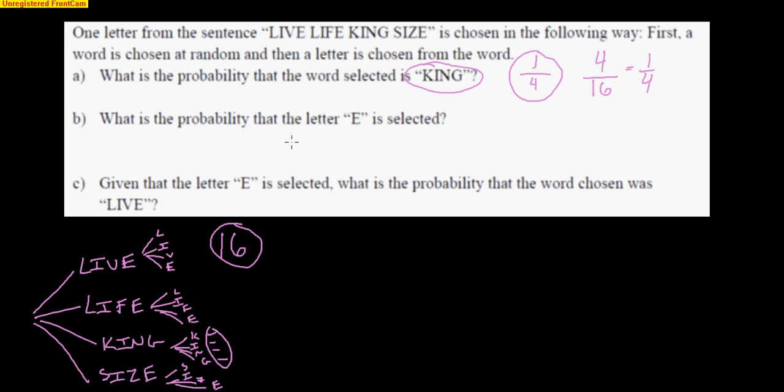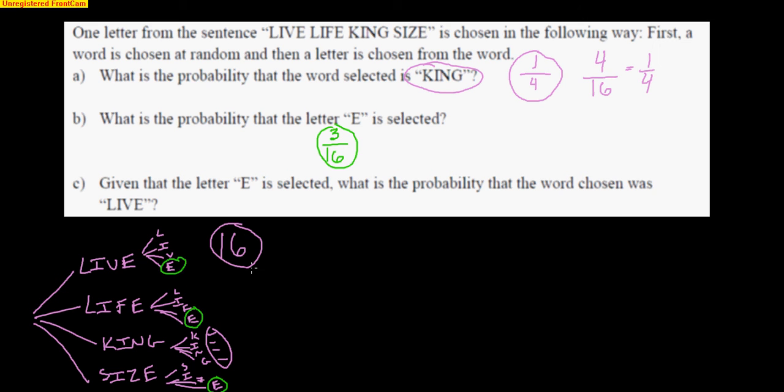All right, what is the probability that the letter E is selected? Well, again, if I use my tree diagram, it's pretty easy. There's 1, 2, 3 ways that I could end up with the letter E. So that's 3 out of 16 that you can get the letter E. Now, if you like that, the tree diagram helps you, boy, oh boy, stick with it.